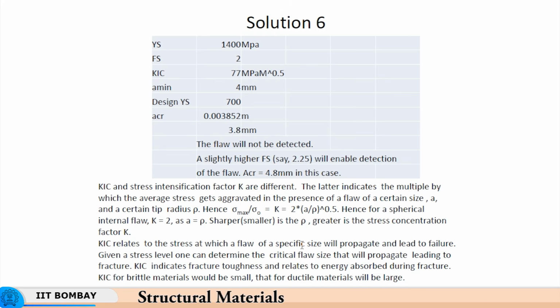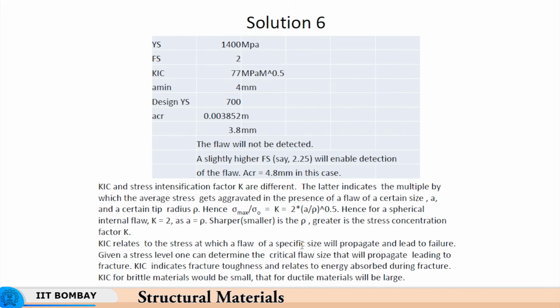So that's why one has to design the pressure vessel or the product, the structural component. One has to design a structural component taking a factor of safety of 2.25, so that if the flaw is not detected, the flaw will not propagate and cause any damage to the structure. So if the critical flaw size is beyond 4 millimeters, now it is 4.8, then it will get detected and you will know that it is not acceptable, right? The flaw size is too big.